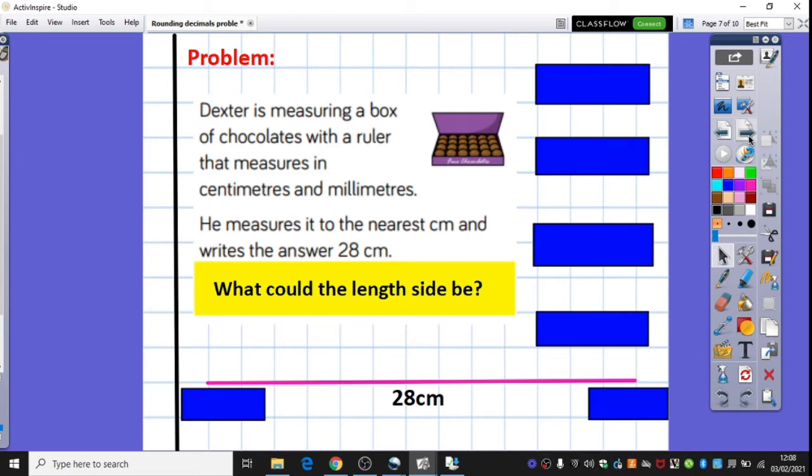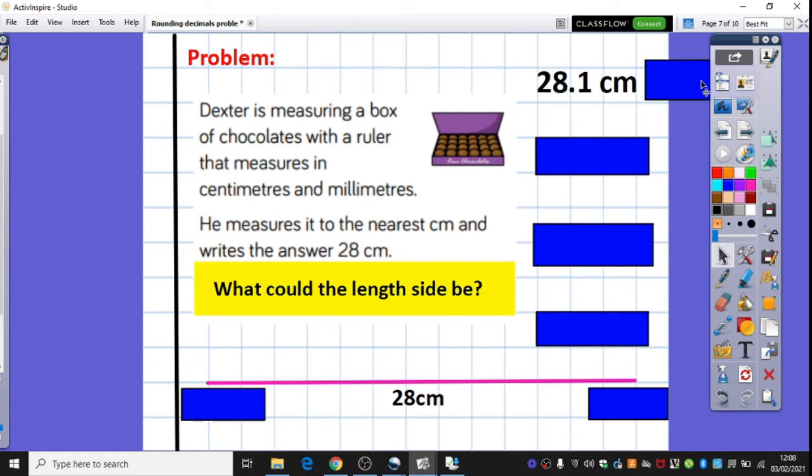Now what this question suggests to me is there's actually more than one possibility, and indeed there is actually many possibilities that could be the answer to this question, because this is asking us to think about numbers that would round to the nearest whole number of 28. So obviously, yes, the box could have measured 28, but there's lots of other options it could be.